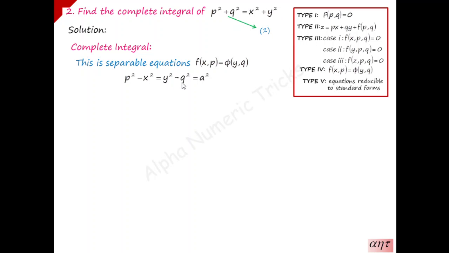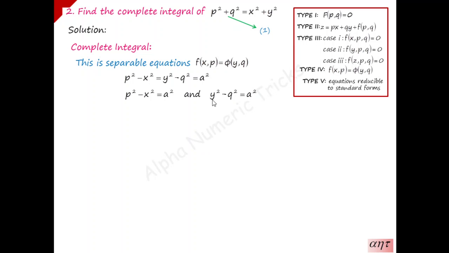So you have y square minus q square, which is equated to the constant a square, because both the terms are squares. When you write this as a square also, your simplification becomes easy. That is the only purpose we are using this constant a square instead of a. Okay. Now we have to separate these two terms, that is equate both the terms to a square. So p square minus x square is equal to a square and y square minus q square is equal to a square.